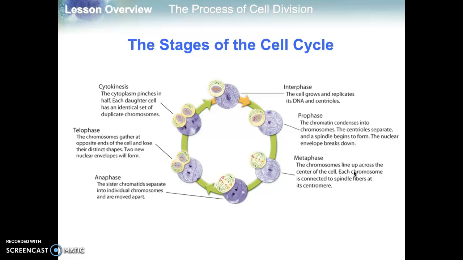Nuclear membranes form around the clusters of chromosomes. The spindle breaks down since it's no longer needed, and the cell begins to cleave. And finally, cytokinesis is the division of the one cell into two identical cells containing all the same number and type of chromosomes.